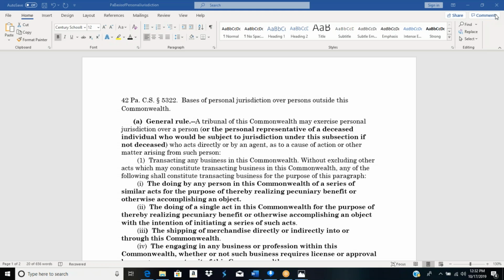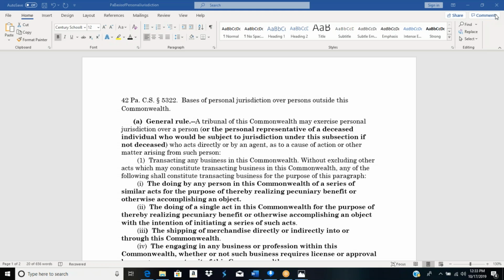So, 42 Pa.C.S. 5322, basis of personal jurisdiction over persons outside this Commonwealth. Now, I don't care, a Commonwealth and a state are the same. A Commonwealth is a corporation. A state is a corporation. The only difference is a Commonwealth, if you do your research, Pennsylvania under 1 Pa.C.S. 1503, I believe, is a British colony under British colonial law. So that means all commonwealths are basically the property of the Queen. Okay, they're under British rule.